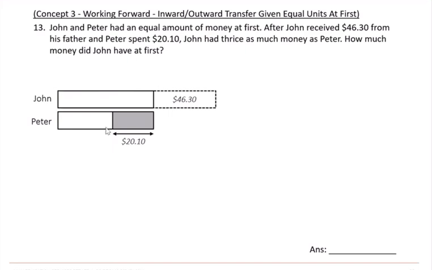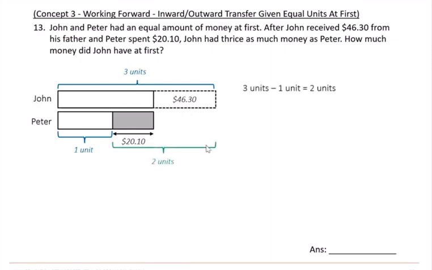After that, look at the model now, the white color ones, including this $46.30. John will be 3 units because John had thrice. Peter's remaining white color part of his model is 1 unit. So if you look carefully, there is a difference in the number of units, which is a 2 unit difference. So it's from the ending of Peter till the new ending for John, where you dot it out. This is 2 units.